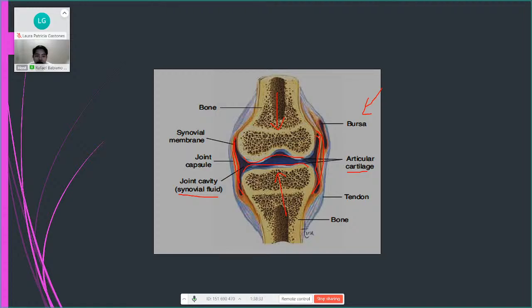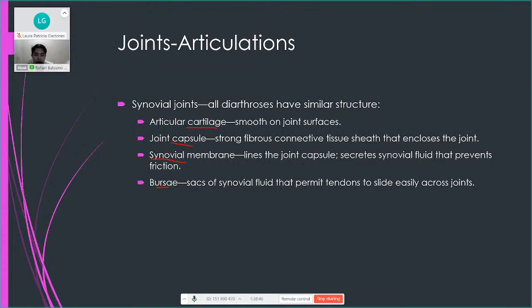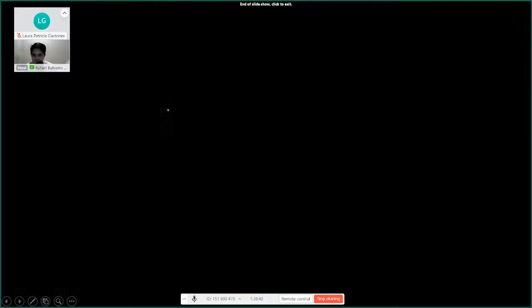And then lastly, you have your bursa. Mga sac, side joints to protect the joint. So, sac. Parang cushion on the outside. Okay. We're done.